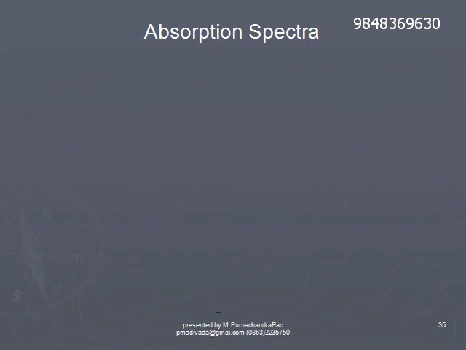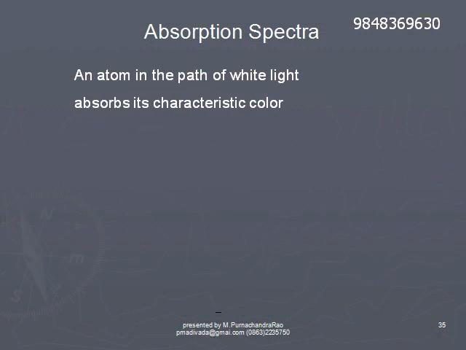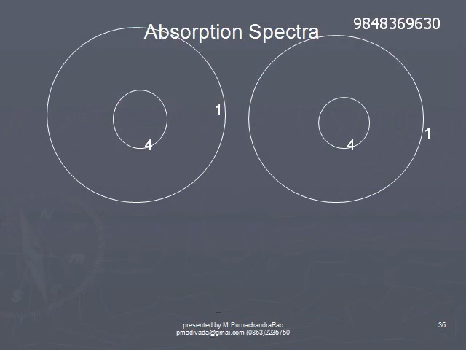Absorption spectra. An atom placed in the path of white light absorbs its characteristic color, and the result is a dark line in place of a bright line.